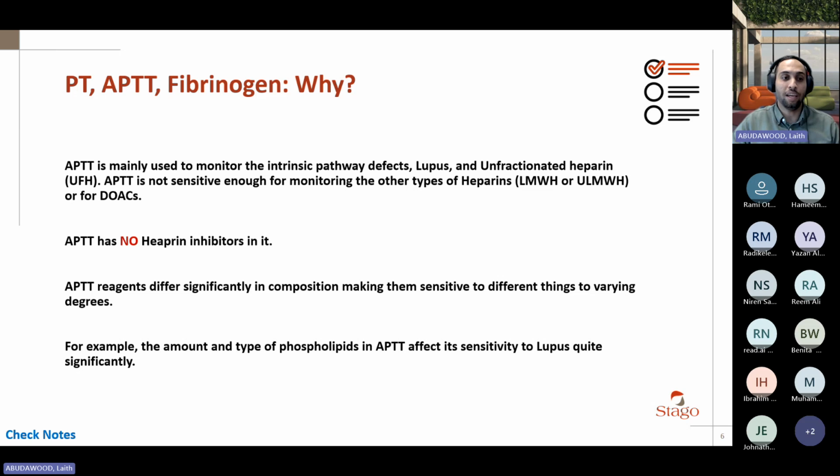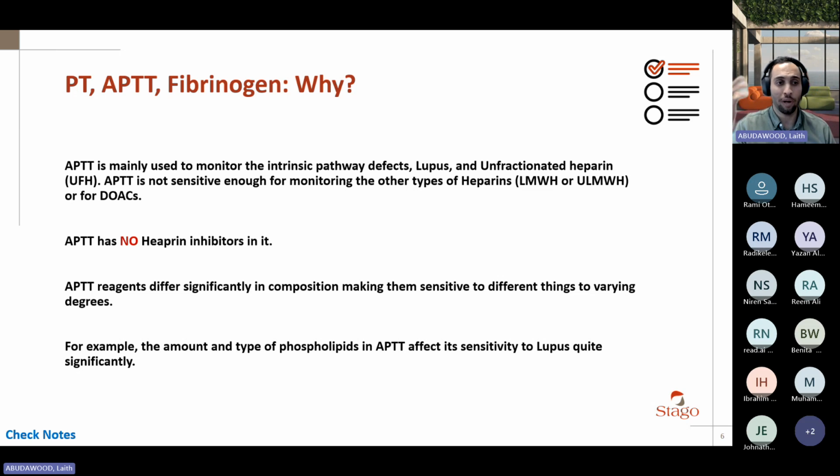Now, a few points about APTT. APTT is a headache, honestly, as I'm sure all of you have experience. Now, what is the main point of using APTT? Again, just like PT and fibrinogen, we are screening for problems with coagulation factor deficiencies, mainly the intrinsic pathway. Common pathway, we see PT is more sensitive, but APTT is still affected.